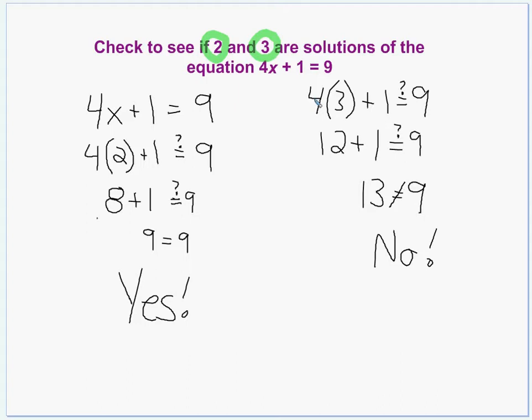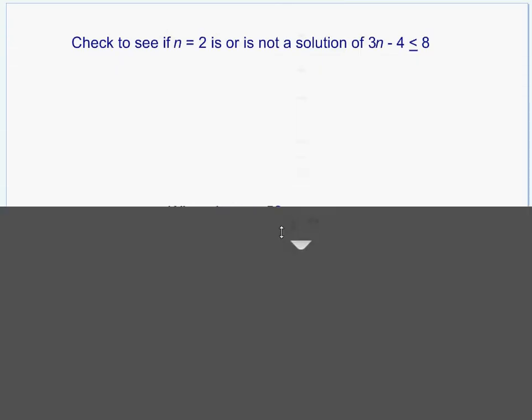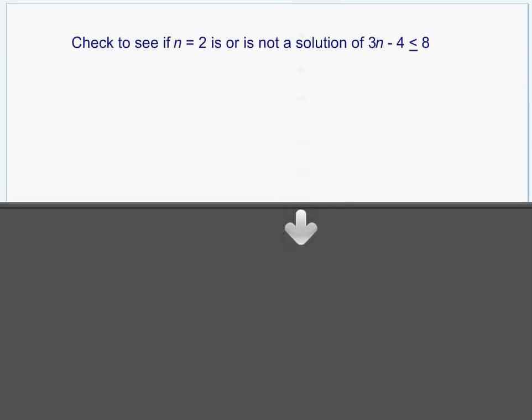Okay, let's do a couple more examples. And this time, how about we use an inequality? Okay, so, there we go, my page wasn't flipping there. Okay, the first one's first. Check to see if n equals 2 is or is not a solution. And they gave us an inequality because what is this? This is the less than or equal to, so that means it can be 8 or anything smaller than 8.